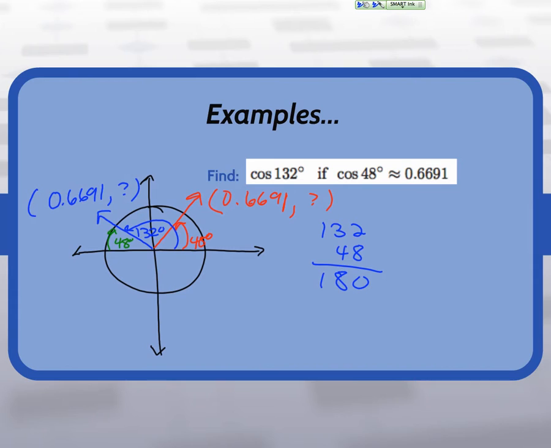But thinking about it, is cosine positive or negative in quadrant 2? Cosine's negative because cosine's the x-coordinate? That's okay. Remember, I know you've done this before, but I'm not asking you to be experts when you walk out the door. So that's where we know that this is sine only. So cosine is going to be negative. So the cosine of 132 degrees is negative 0.669.